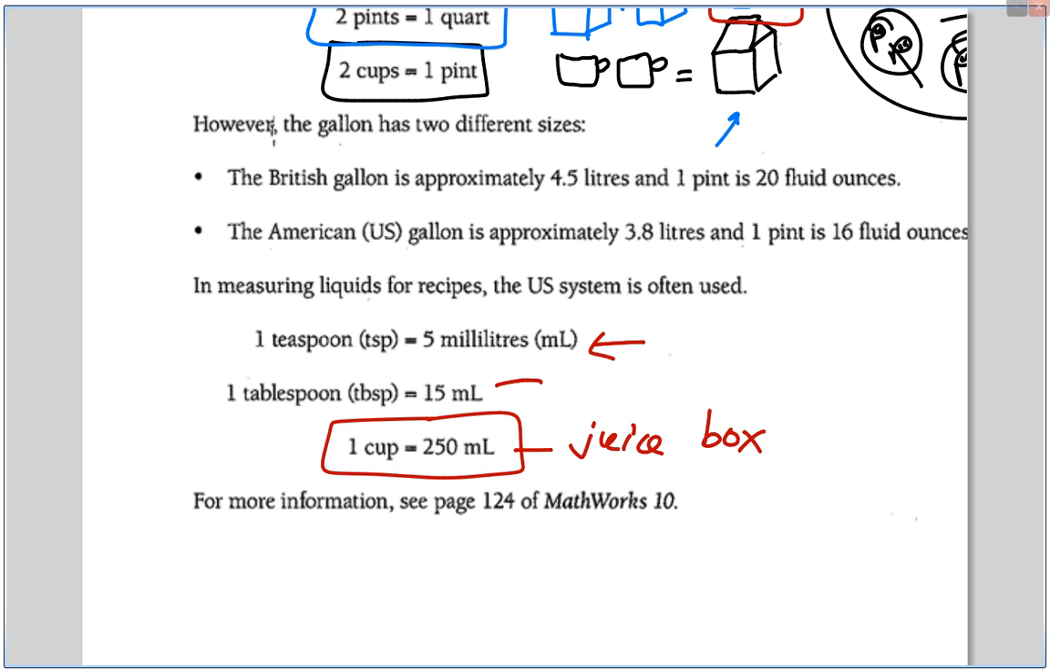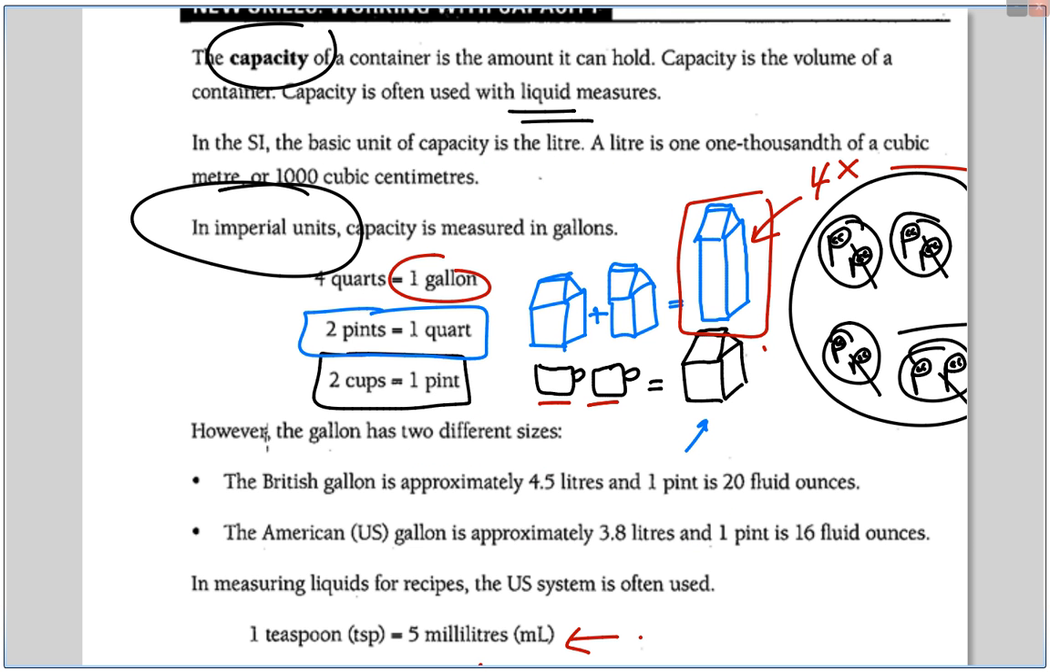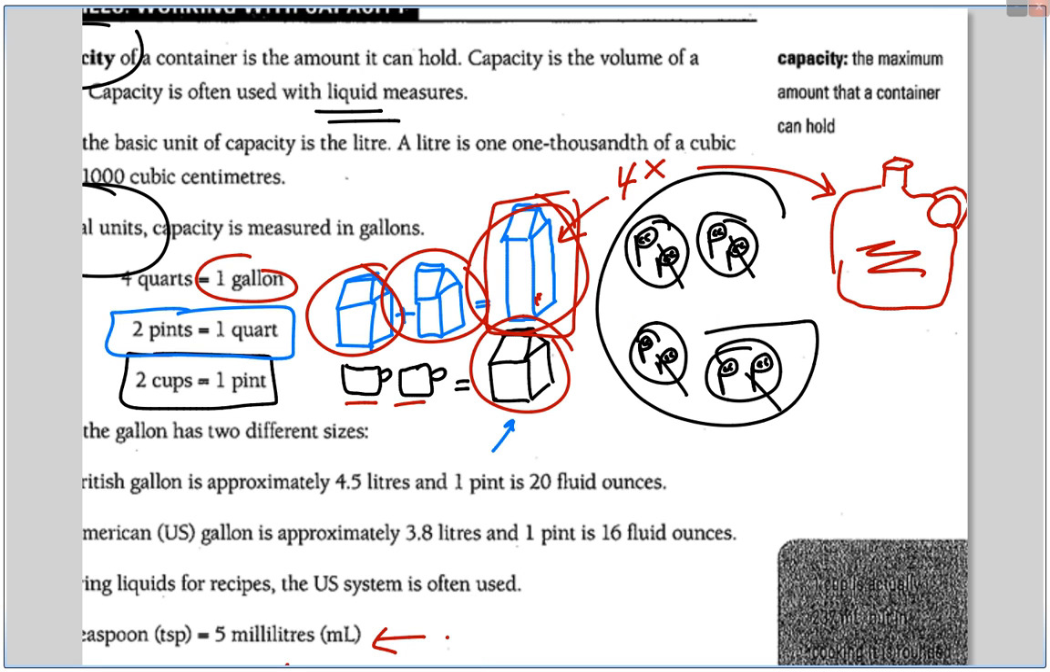And small spoon and big spoon. So small spoon, big spoon, juice box. Then up here we have cup, small, like individual milk. 2 of those individual milks make the skinny milk taller, and then 4 of these skinny milk cartons make the jug.